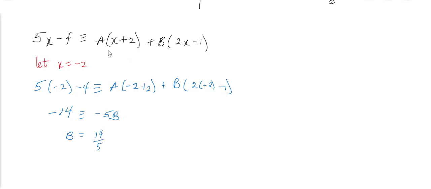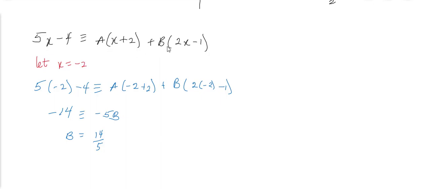So like I said, I noticed that when I substitute negative 2 into this expression, the term a is going to go to 0. So I take advantage of that fact and do that substitution. This goes to 0, and I'm left with only one constant to solve for. So doing that, I can easily solve for that constant, and that is the first way to eliminate one of the variables.